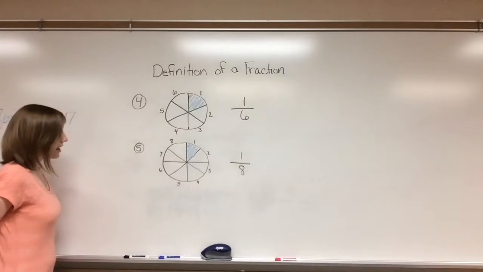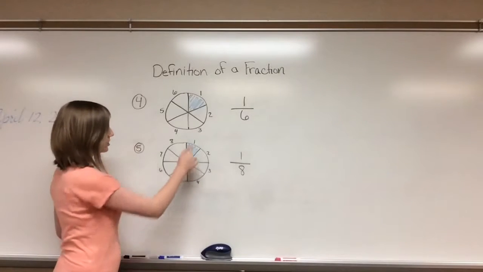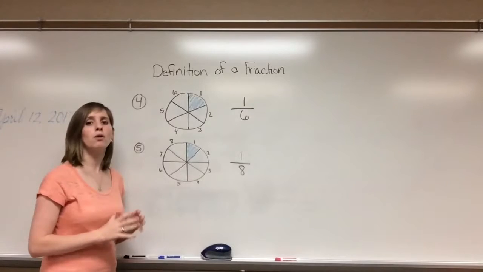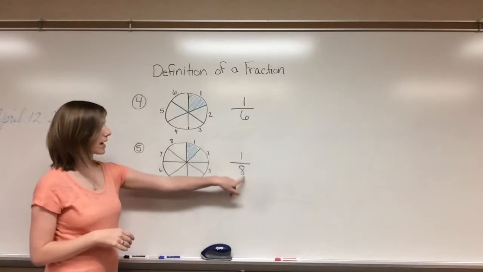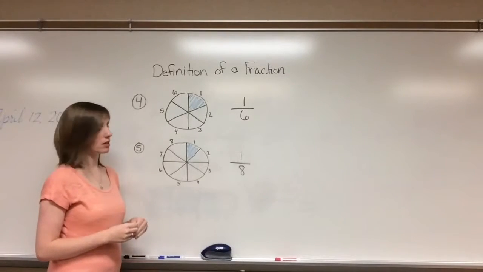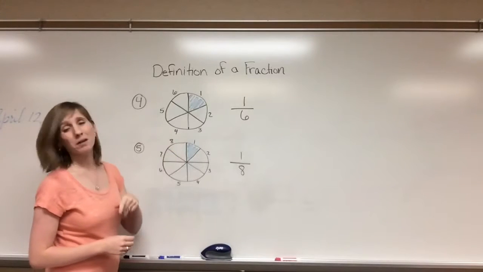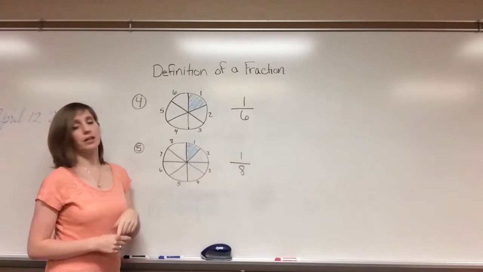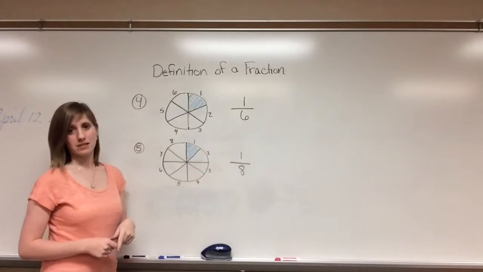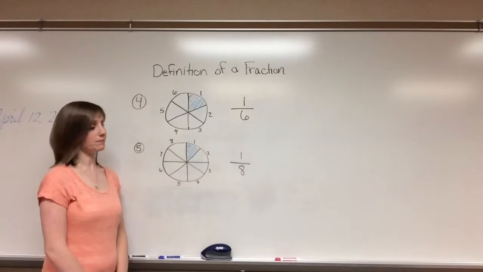For problem number 5, the first thing I did again was count how many pieces there are total. So 1, 2, 3, 4, 5, 6, 7, 8 pieces total would make the whole circle. So 8 is my denominator. After that, I counted how many shaded pieces there were. Looking at our picture, there's only 1 piece that is shaded. So my numerator is 1, that's the part. So there's 1 out of the 8 pieces shaded for problem number 5, which would be 1/8.